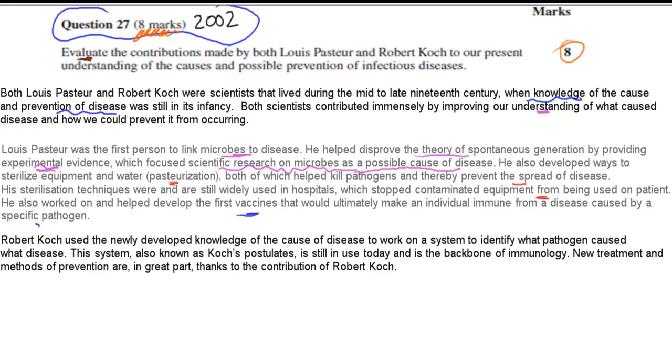But to talk about Robert Koch: he used the newly developed knowledge of the cause of disease to work on a system to identify what pathogen caused what disease. Now here you could have talked a bit more about how he actually did it, with the actual sheep and the virus, or sheep and the bacteria. I didn't do it in this case, but he definitely could have done a bit more in terms of talking about his actual experiment on the sheep.